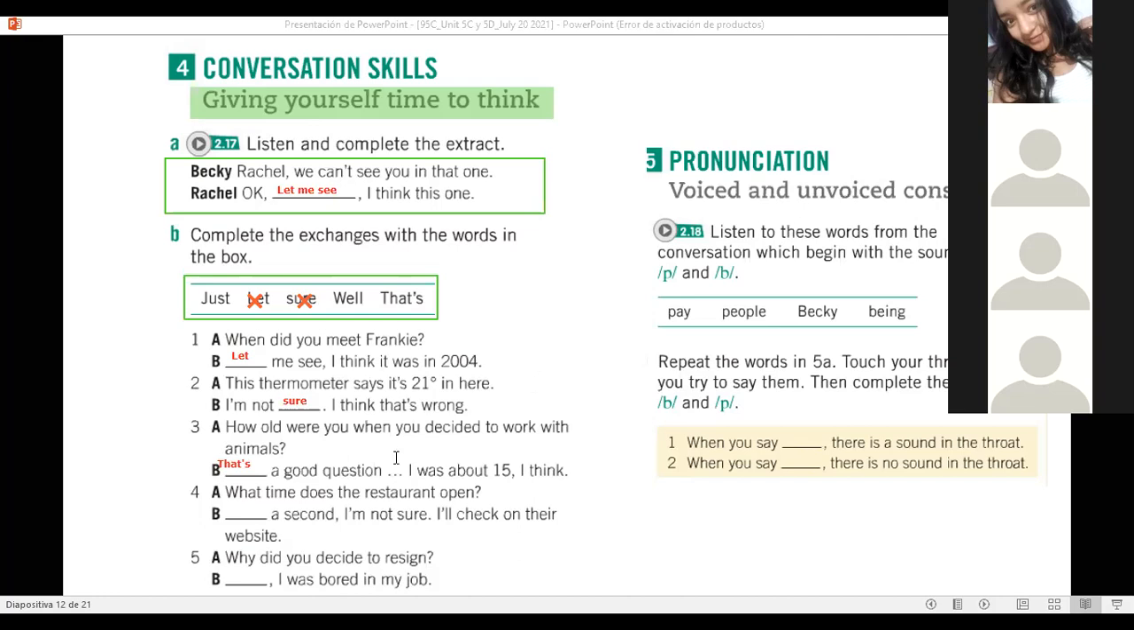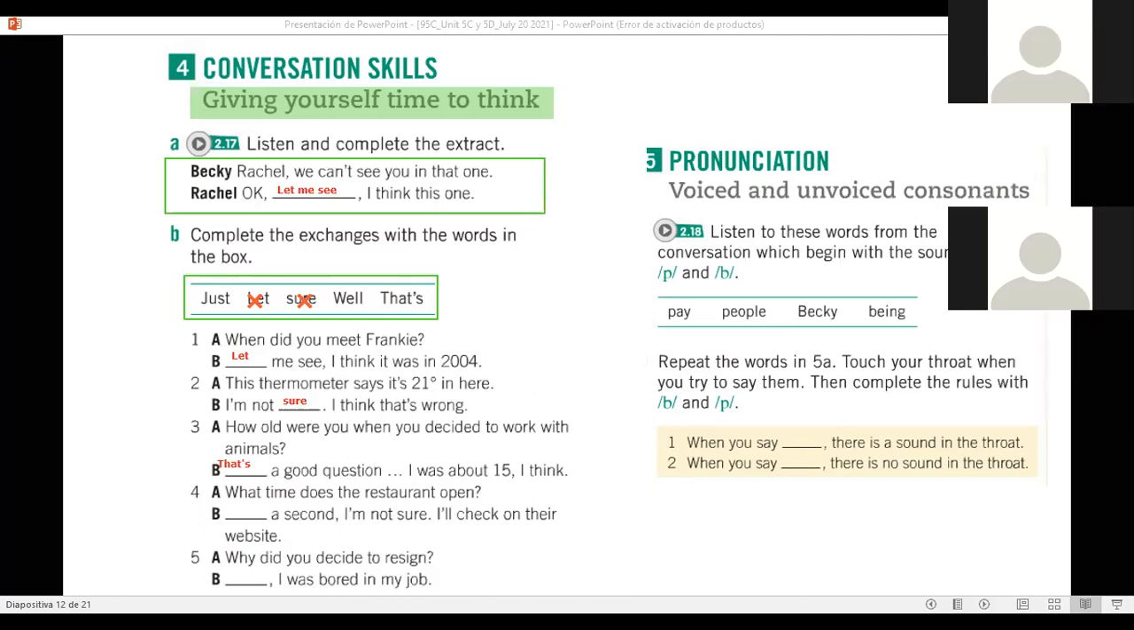Let's see. This number, let me see, number 4. Can you help me with number 4, please, Bunny? Yes, teacher. What time does the restaurant open? Just a second, I'm not sure. I'll check on their website.